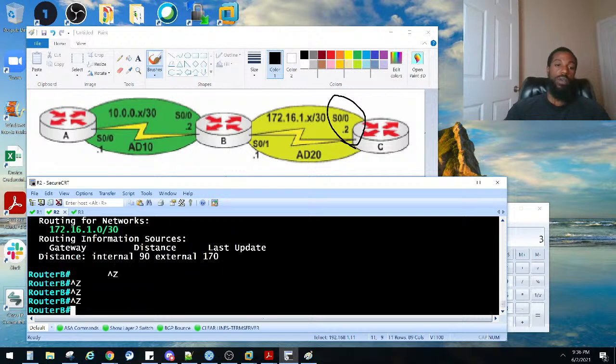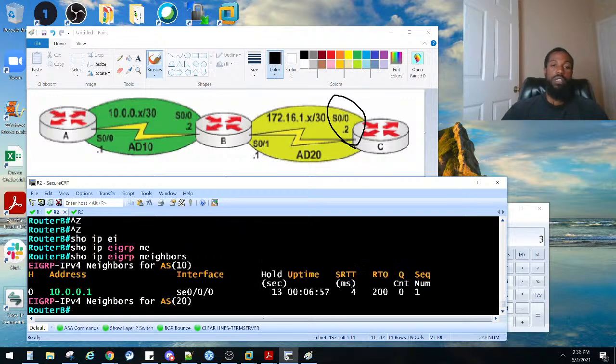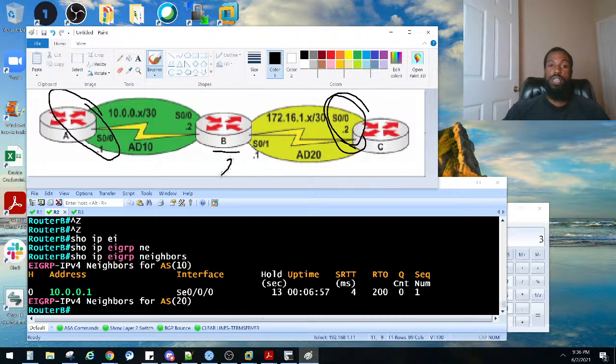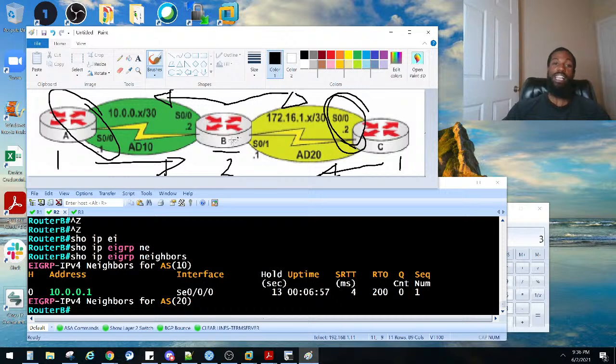Let's see. He should have. No, he doesn't have. He only got one neighbor. So show IP EIGRP neighbors. Yeah, he only got one neighbor. But this guy right here should have two neighbors, right? That right there, and this guy right here. So he should have two neighbors, and these guys have one neighbor. Does that make any sense? He only sees one guy. But remember, he's in the middle.